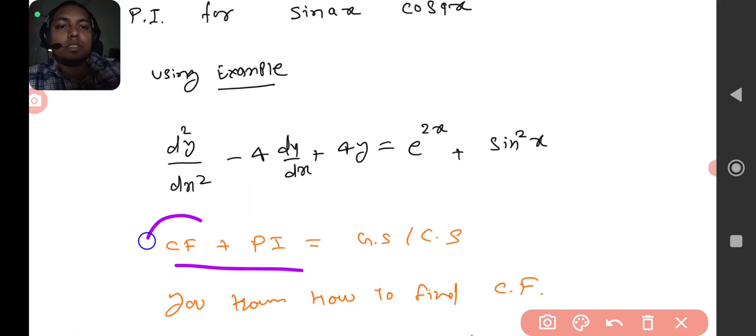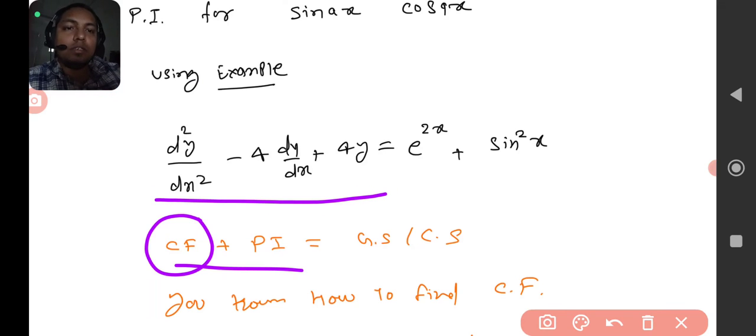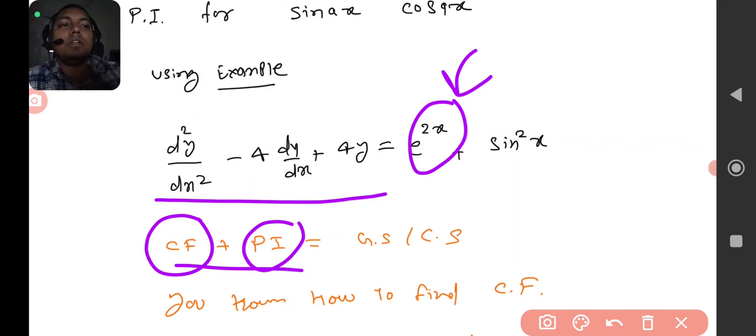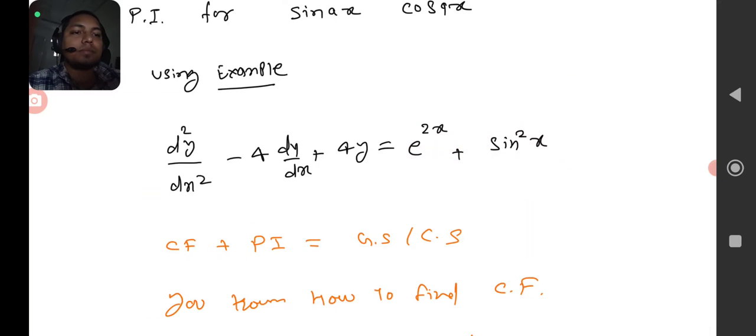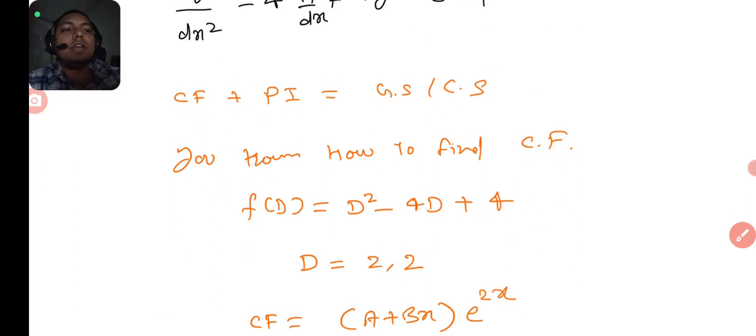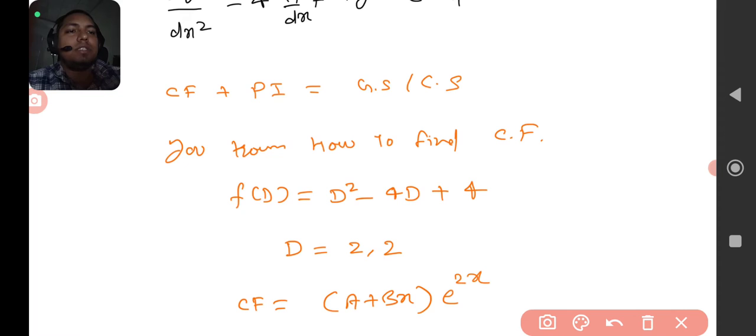CF means complementary function. We used to calculate it using only the left hand side, and to calculate PI we'll be using e power 2x, which I covered in the previous lecture, and sine square x, which I have to cover right now. This sine square x I will convert in terms of sine 2x or cos 2x. You will see how to convert that. The complete solution I will call GS and CS. CS means complete solution, GS means general solution.